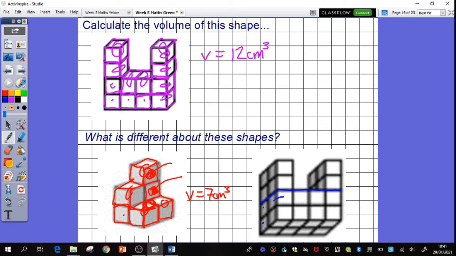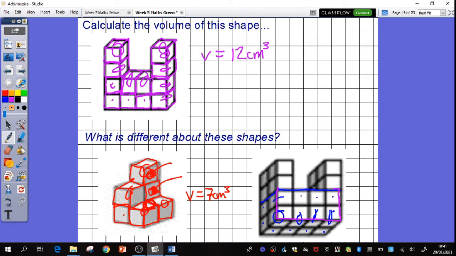I've got 1, 2, 3, 4, 5, 6, 7, 8, 9, 10, 11, 12, 13, 14. But I must be missing some. So let's just have a look at this area part.